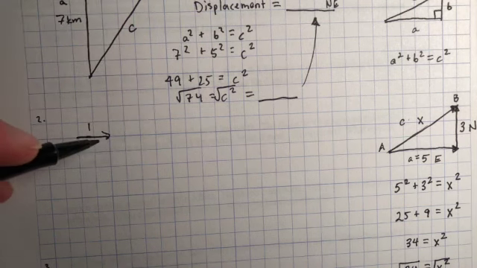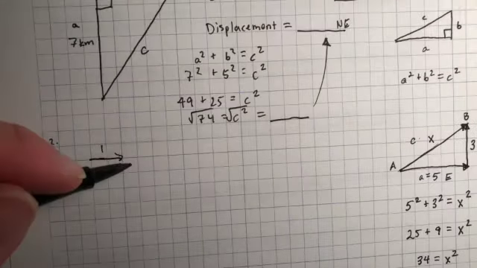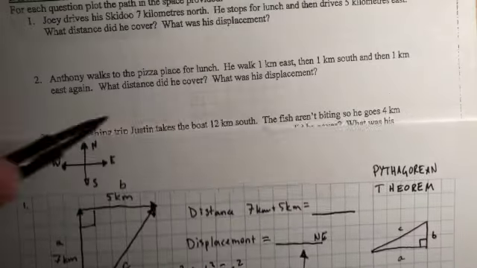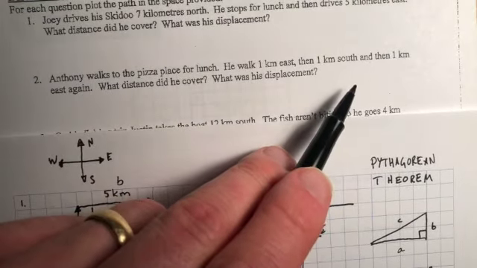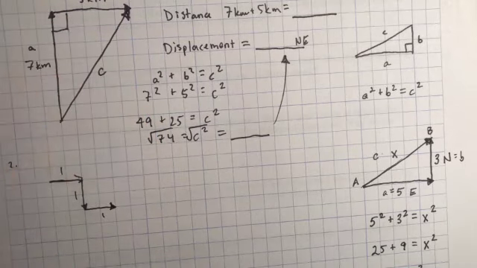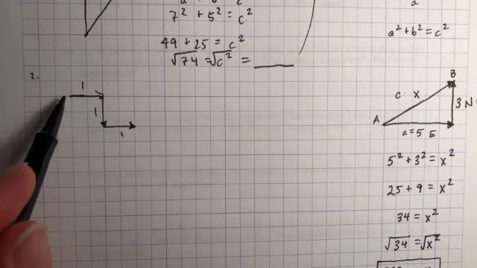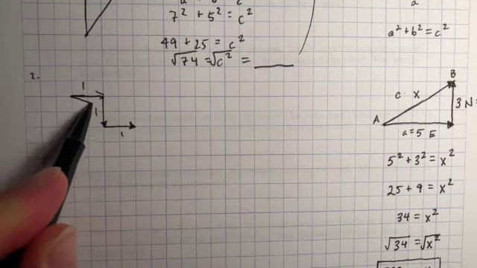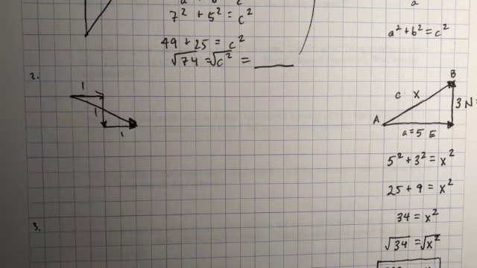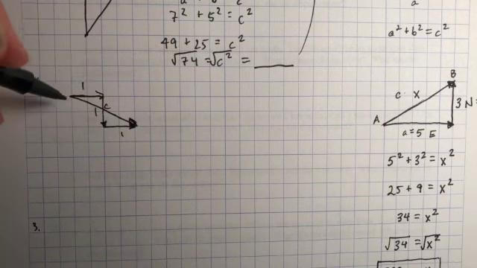Then he goes 1 south, sorry. So he goes down 1 more. And then he goes 1 east again. So he goes over this way. Now you might look at this and go, well, wait a minute, how do we get a triangle out of that? Well, if you start here at the beginning and you come all the way over to there, now it looks like we have 2 triangles. And this whole thing is our side C.